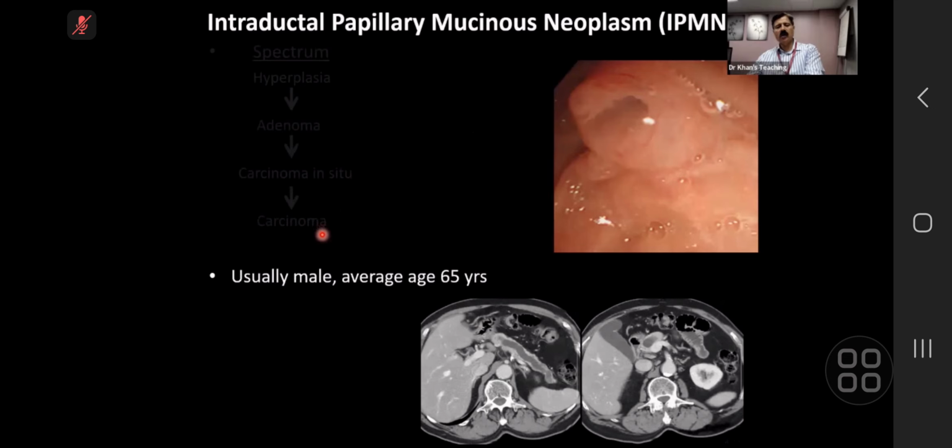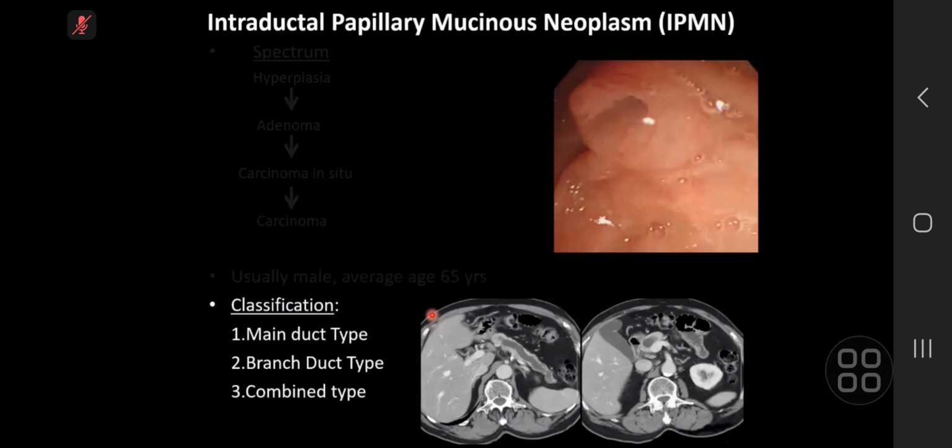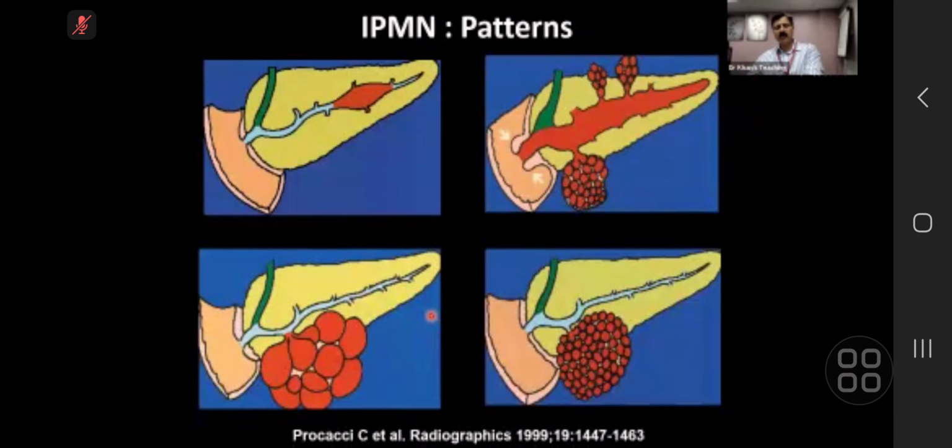Unlike the first two tumors, this is more common in males, and the average age is 65. I call it the granddad tumor. So there was a grandmom, there was a mom, and this one is a granddad tumor age-wise. And it can be main duct type, it can be branch duct type, and it can be combined.